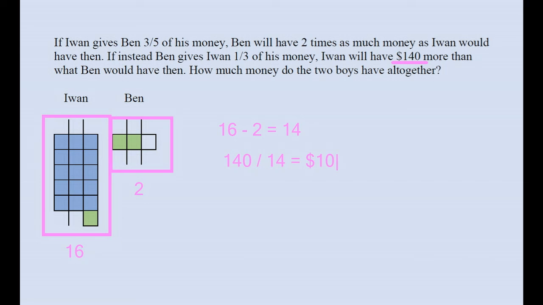Now almost finished. So the question says, how much money do the two boys have altogether? Well, altogether the two boys have 18 squares, 16 plus 2. So take your 18 squares and multiply it by 10, and you're going to get $180. So the two boys altogether have $180. That's my answer.